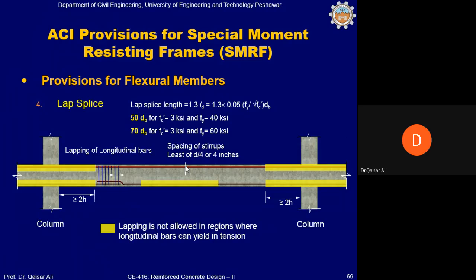And the stirrup spacing within this lap location shall be at least d by 4 or 4 inches. It cannot be more than 4 inches in any case. Similarly, the lap length shall be equal to 50 diameter of the bar if f'c is equal to 3 ksi and Fy is equal to 40 ksi according to this equation, and 70 bar diameter if f'c is equal to 3 ksi and Fy is equal to 60 ksi.